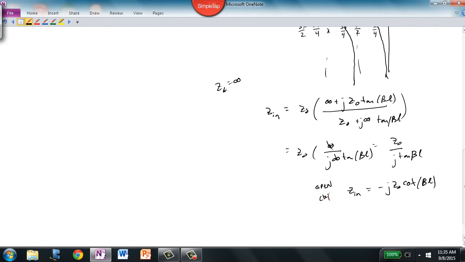This is showing us that we can use a transmission line that's been open circuited to create a reactive element of any value that we like. Big point, this is purely imaginary, right? So we'll see applications of that in a couple classes.